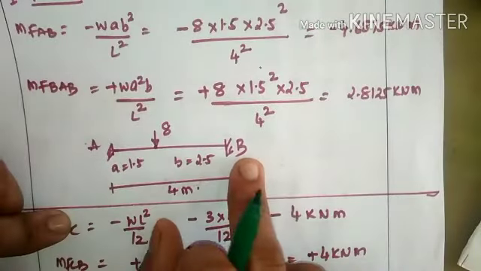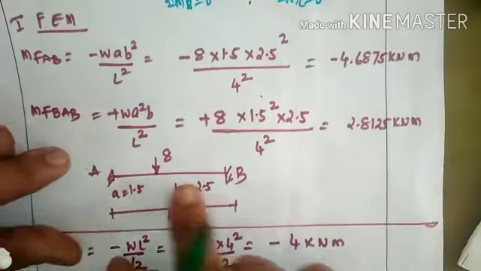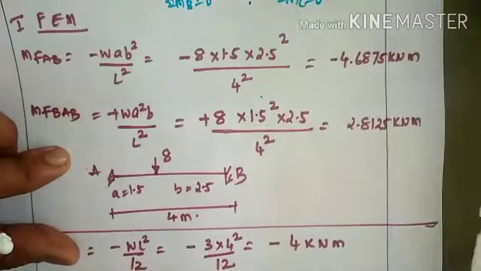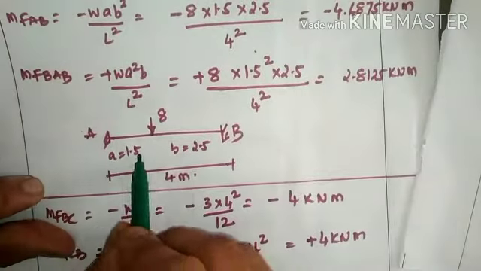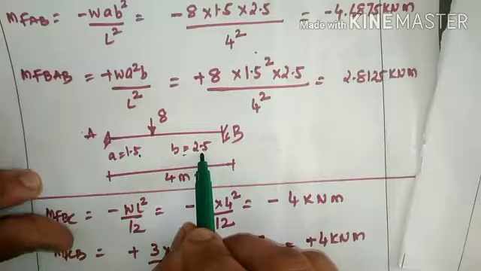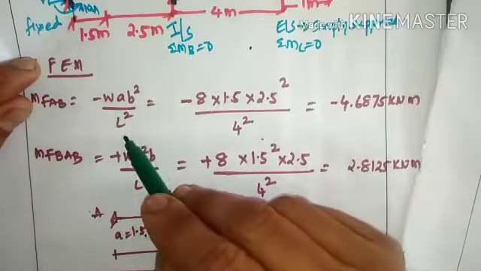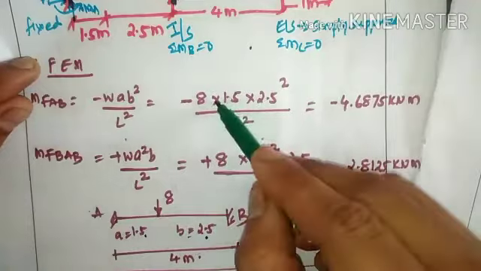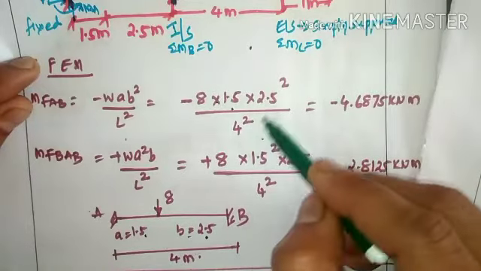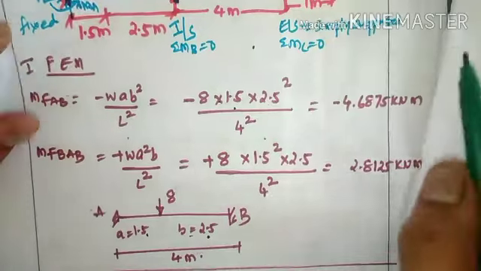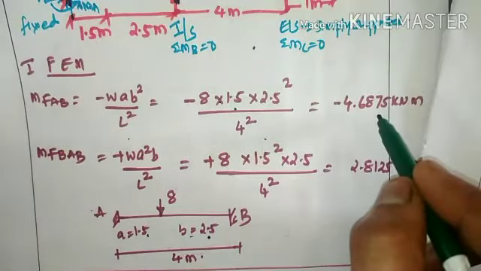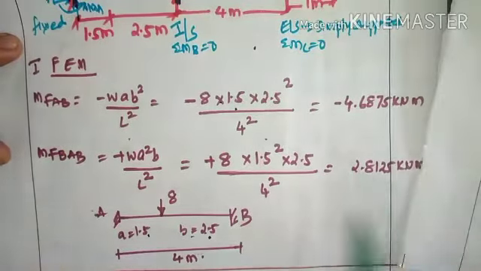Both ends are considered fixed. This is 8 kilonewton. A is the first distance, which is 1.5. B is the second distance, which is 2.5. If you substitute here, minus W A B square divided by L square, minus of 8 into 1.5 into 2.5 square divided by 4 square, and if you solve this, you will get the value as minus 4.6875.